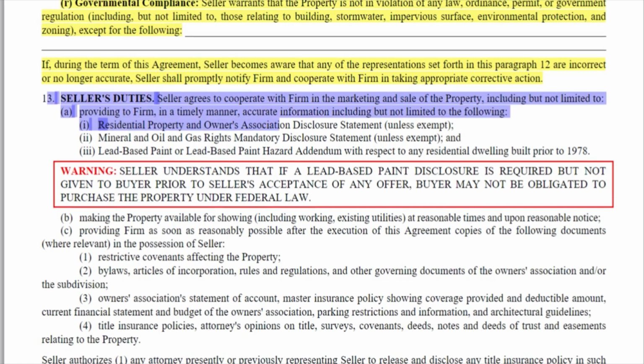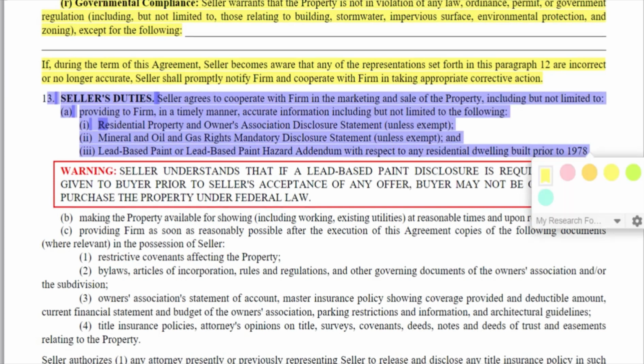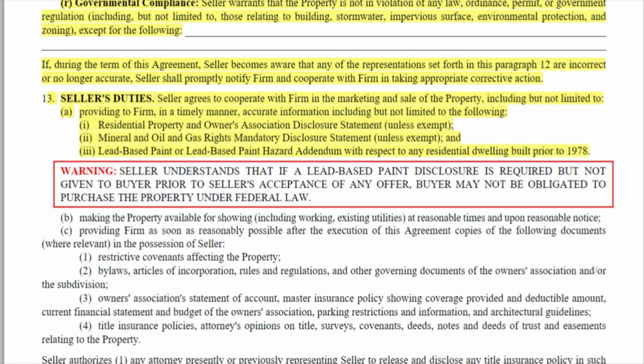13. The seller's duty. Seller agrees to cooperate with the firm in the marketing and sale of the property, including but not limited to providing to the firm in a timely manner accurate information, including but not limited to the following: the Residential Property Owners Association disclosure statements, unless it's exempt, the mineral, oil and gas rights, unless it's exempt, and the lead-based paint addendum with respect to the residential dwelling built prior to 1978.